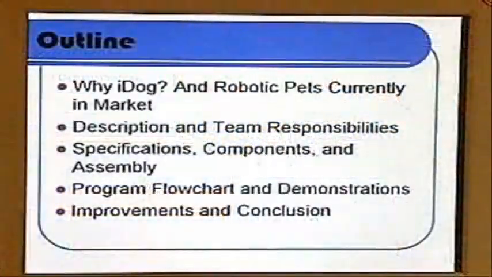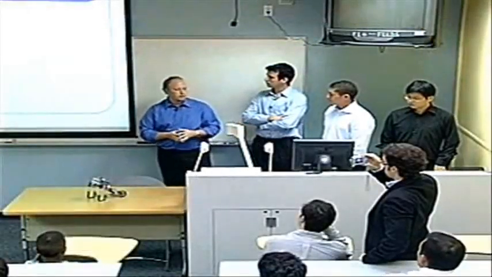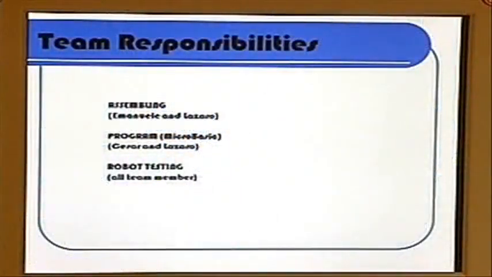The outline for this project is: why the IDog, the description and team responsibilities, the specifications for this project, the program flow chart and the demonstration, and the improvements and conclusion. The team responsibilities are the assembly, which I myself worked on with Lazaro, the program, Cesar and Lazaro, and robot testing. We all worked together to get everything working as it should.